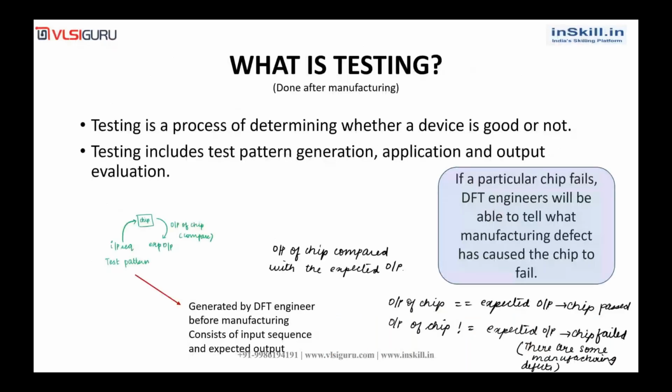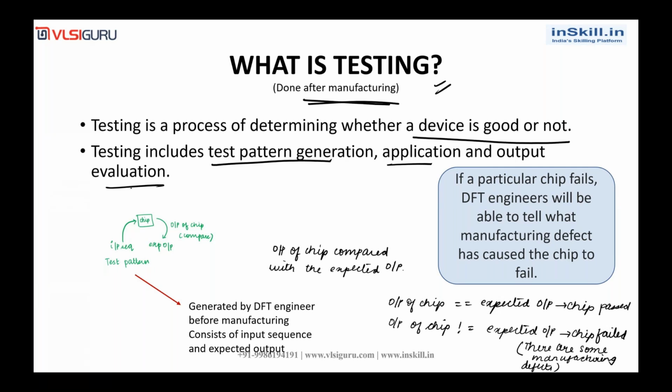And what is testing? We had already seen it in the ASIC flow, right? There was a step called packaging and testing. As I explained there, this testing is actually done after manufacturing. So we'll try to understand what this testing is. Testing is a process of determining whether a device is good or not, whether our chip has any manufacturing defects or not. Testing includes test pattern generation, application and output evaluation.